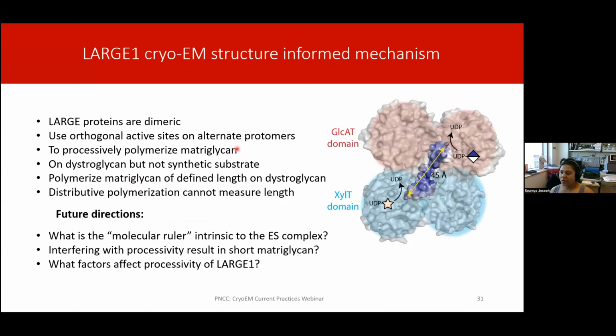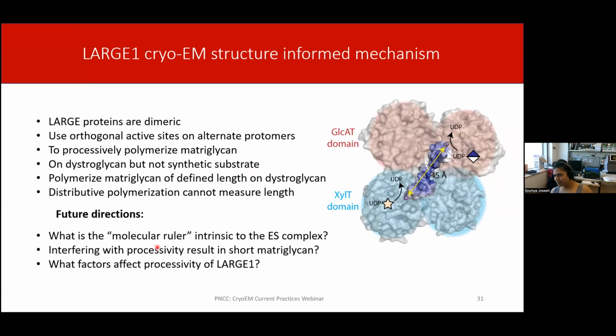So from the cryo-EM structure, what we can say is that LARGE1 proteins are dimeric. They use orthogonal active sites on alternate protomers to processively polymerize matriglycan, specifically on dystroglycan, but not the synthetic substrate. And somehow the LARGE1-dystroglycan enzyme-substrate complex knows what length of matriglycan to polymerize. And we know that there's some sort of molecular ruler in there.